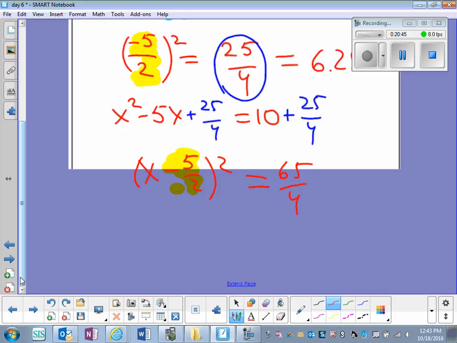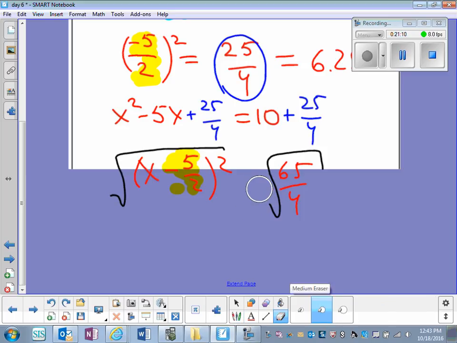Square root method. What do I do, David? How to solve this? I have a perfect square here and a number here. Square root method. Square roots, both sides, right? So I take the square root of both sides, and then I don't forget what? Plus and minus. Correct? So the square root of this perfect square is just x minus 5 over 2 equals plus minus.